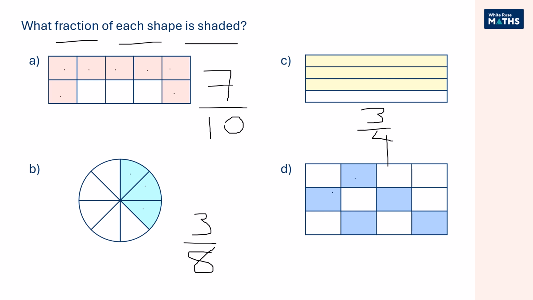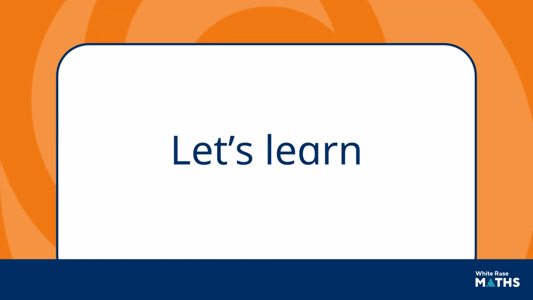And then D, 1, 2, 3, 4, 5. So 5 out of 4 times 3. 4 times 3 makes 12. So it's 5/12. So we have 7 tenths, 3/8, 3/4, and 5/12.